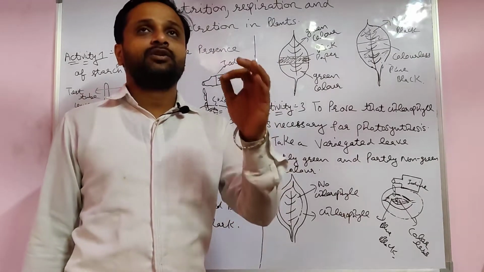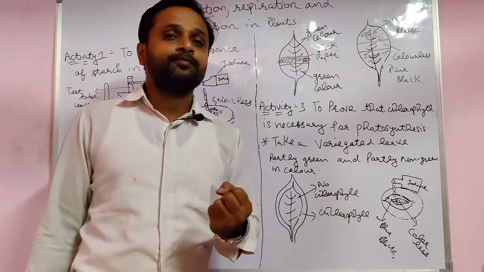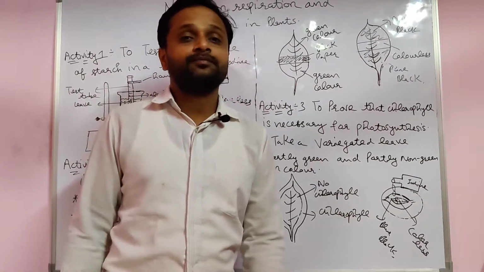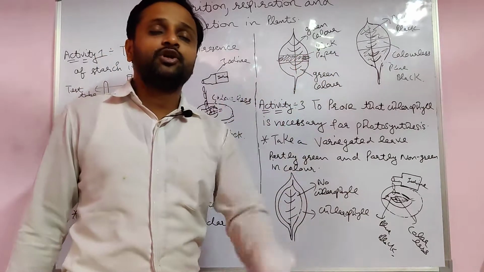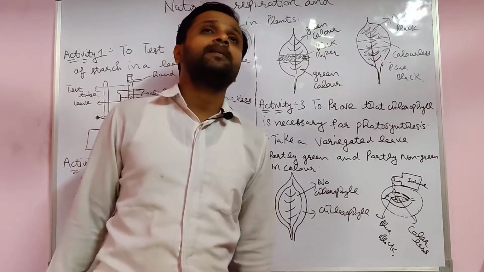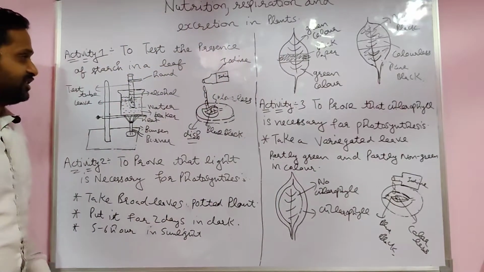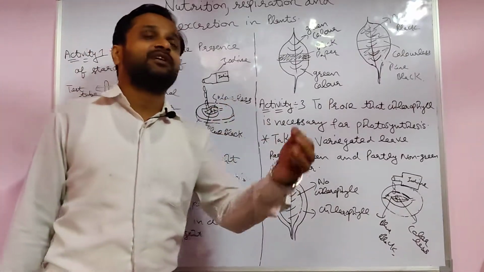For example, you take one potato. A potato has a lot of starch, a very high level of starch. When you put iodine solution on it, its color changes to blue-black, students. Yes, this is the first activity, which tells us whether starch is present.